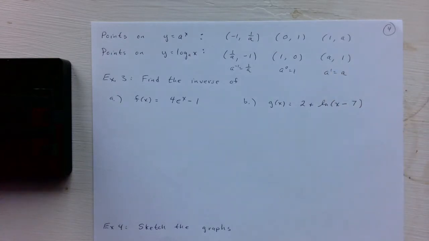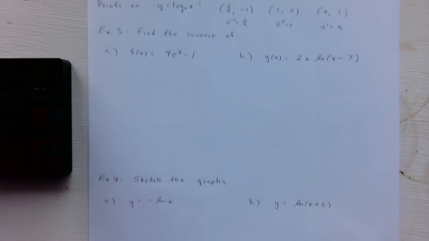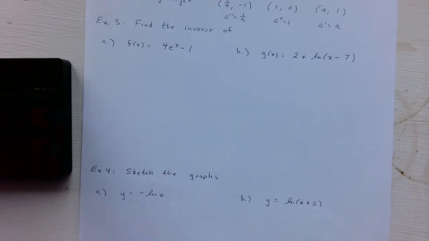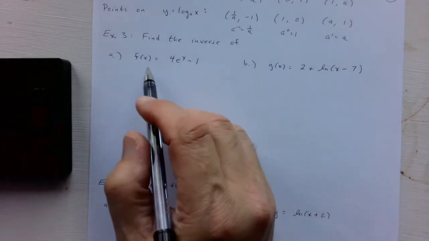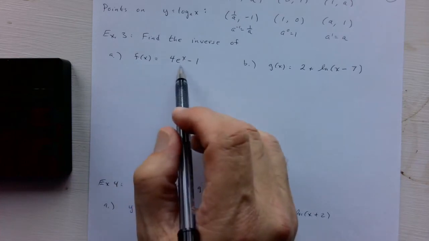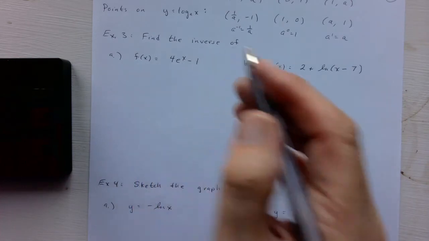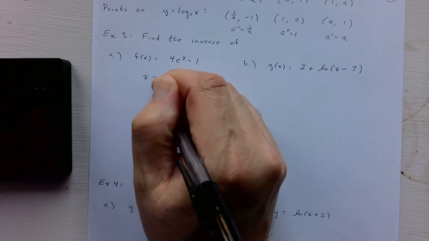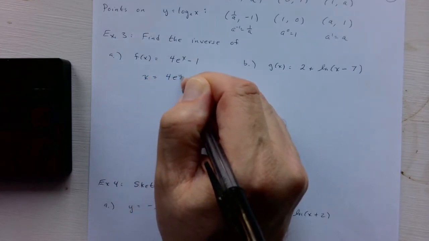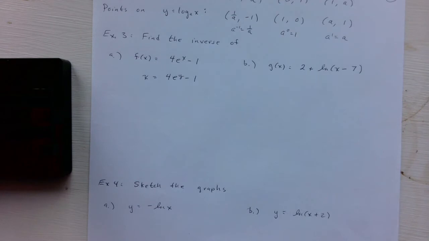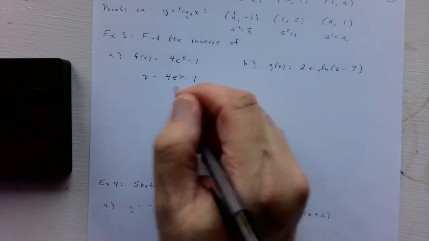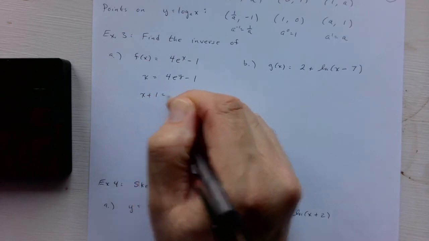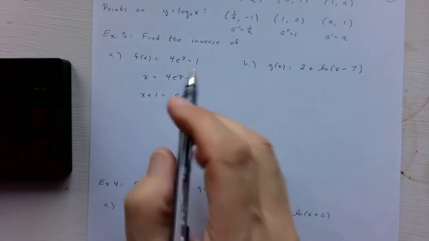So that's why. Now, because of logs, we can take inverses of certain functions. Remember how we do this: if we have a function of x, we replace x with y, set that equal to x, and then solve for y. So we write x equals 4e to the y minus 1. To solve for y, we first find what e to the y is. Add 1 to both sides and get x plus 1 equals 4e to the y, and then divide by 4.